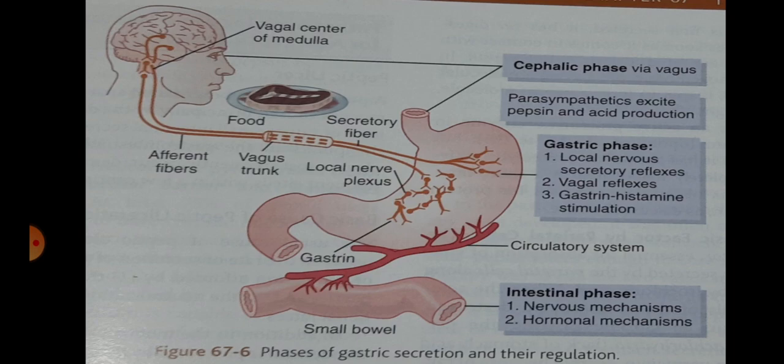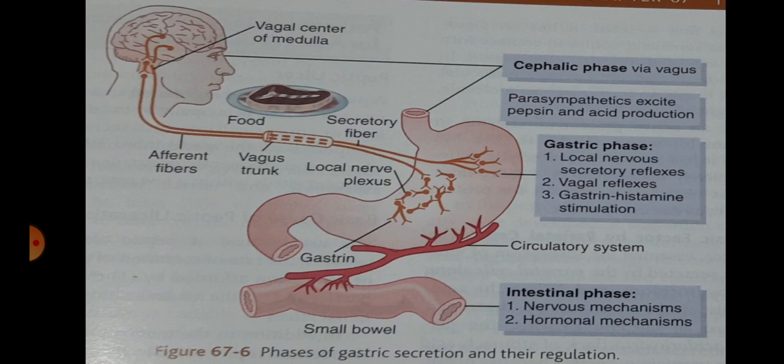You can see in this figure how the cephalic phase, the gastric phase, and the intestinal phase are there in the gastric secretion process. Now let's talk about the phases, their description and their regulation, of each phase.